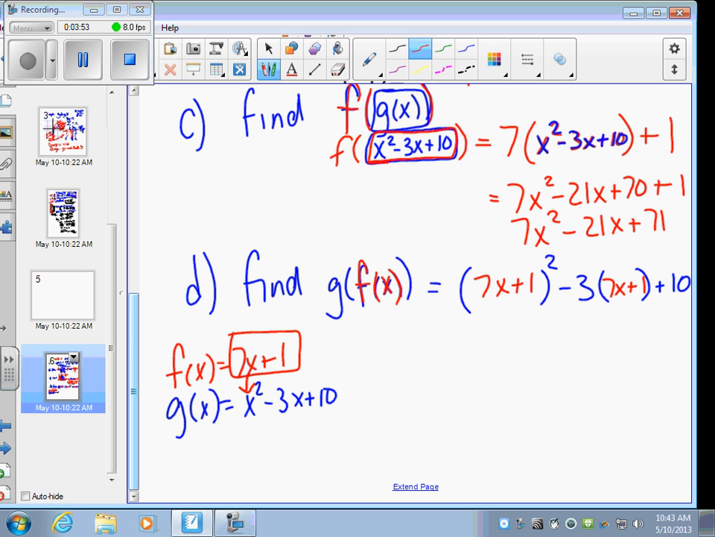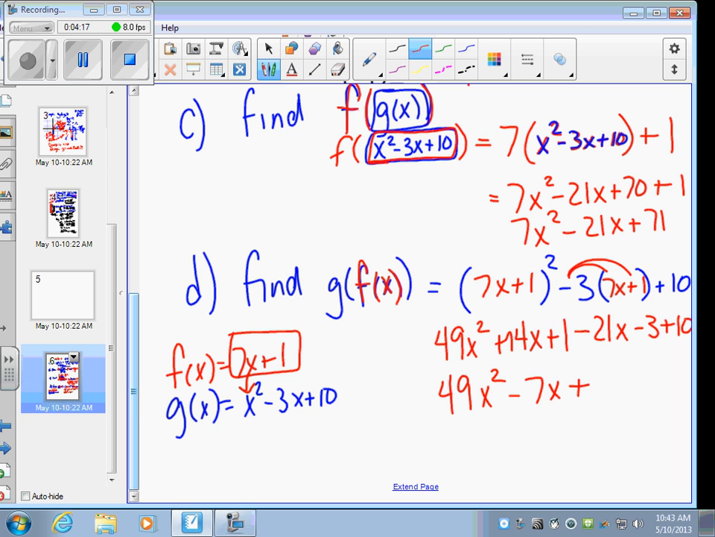And then you can go ahead and simplify that. 7x plus 1, when I square it, would be 49x squared plus 14x plus 1. And then when I distribute this, I get negative 21x minus 3. And then I can simply combine like terms if I've got them. And 14x minus 21x is minus 7x. And 1 plus 10 is 11.